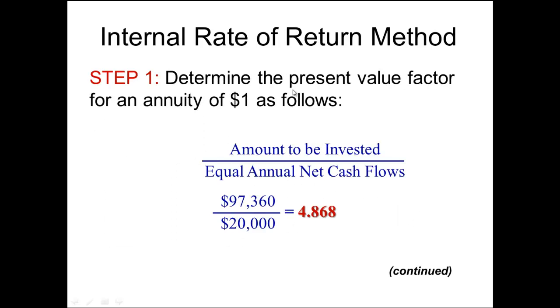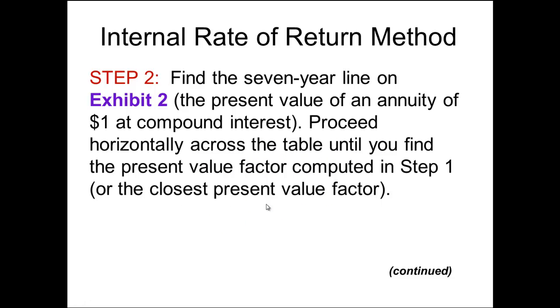That's extremely time consuming. So the first thing that we need to do is determine the present value factor for an annuity of $1 as follows. And we do that by saying the amount to be invested divided by the equal annual net cash flows. Remember, we're going to get $20,000 for each of those years for 7 years. And remember, we were considering a proposal to acquire this equipment at $97,360. So step 2 is to find the 7-year line on the present value of an annuity of $1 table. We're going to proceed horizontally across the table until we find the present value factor computed in step 1.